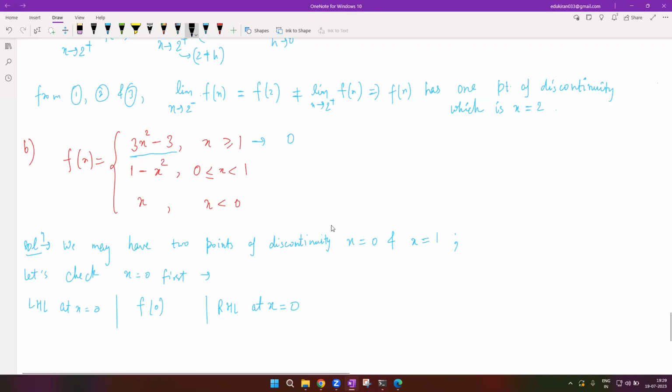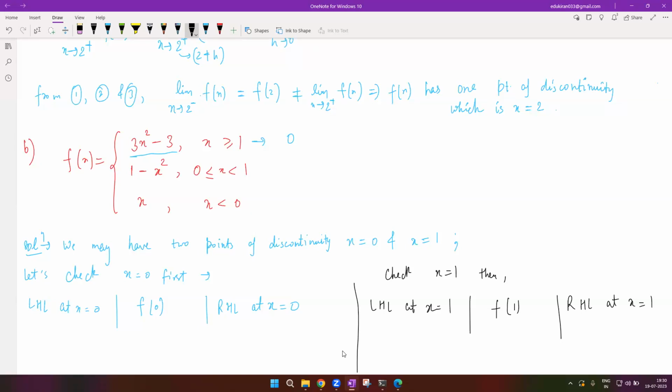Then check x equals 1. So what we will do? LHL at x equals 1, then F1, and then RHL at x equals 1.